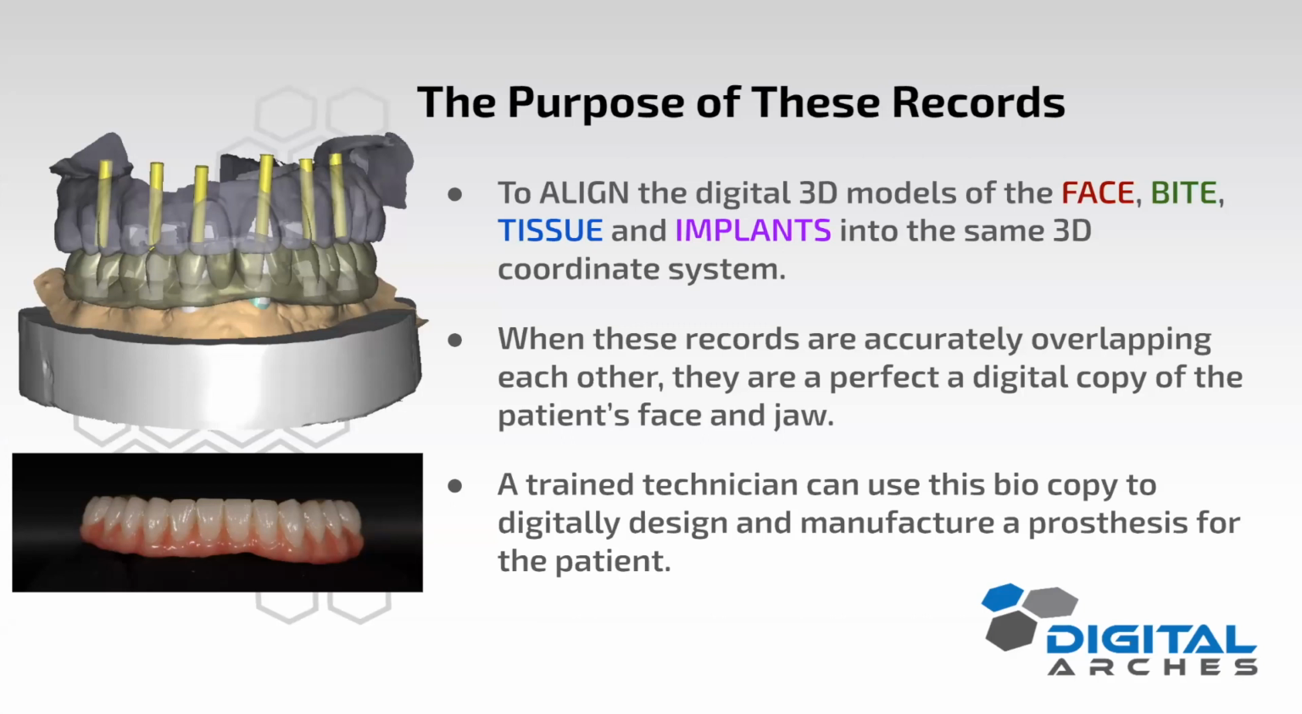That's what I was talking about, in terms of having those alignments all together, having the alignments in between each one of these records so that we could align them all together into the same three-dimensional space. And so when these records are perfectly aligned, a good trained technician can use this biocopy to really digitally design and manufacture the prosthesis for the patient.